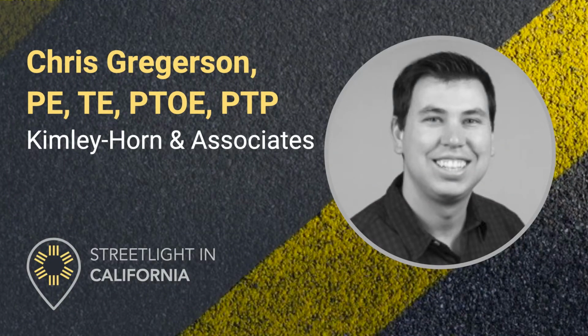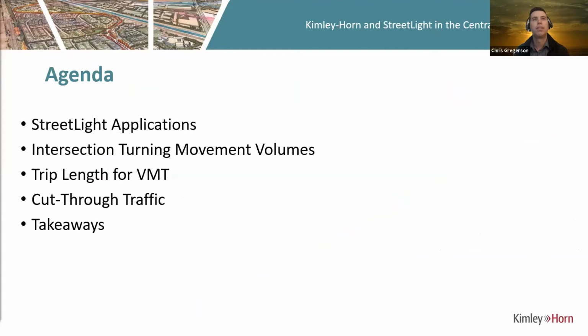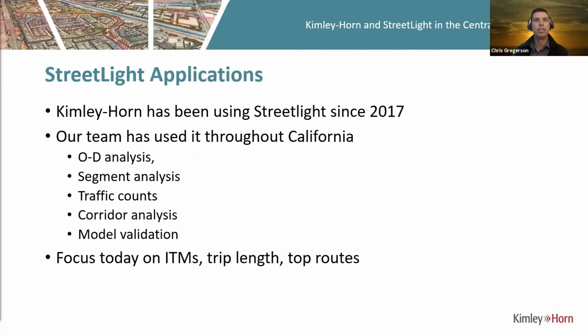So a quick agenda to run through, just going to give an overview of some of the different applications that we've been using StreetLight for. I'm going to focus on intersection turning movement volumes, the trip length information that we've been taking from StreetLight for use in some of our VMT analyses for both policy setting and project level analyses, and then take a look at some cut-through traffic analyses that we are just beginning to take a look at using StreetLight. And I'll close out with some takeaways from our uses.